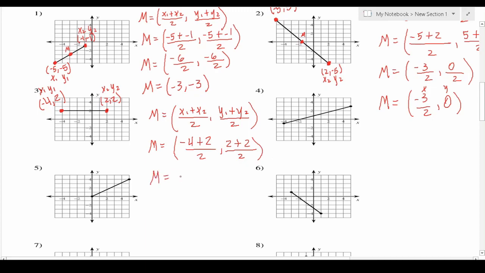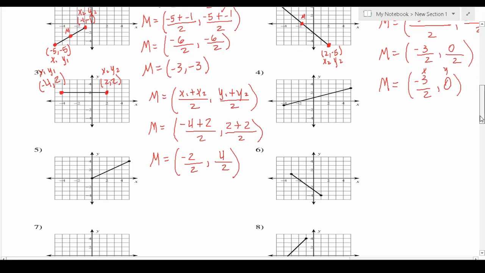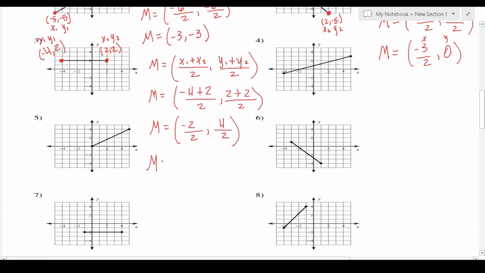Let's go ahead and reduce this. Negative 4 plus 2 is negative 2. Again, that's all divided by 2. 2 plus 2 is 4. Again, that's divided by 2. Let's go ahead and keep reducing this. Negative 2 divided by 2 is negative 1. 4 divided by 2 is 2. And therefore, our midpoint in this case is going to be negative 1, 2.